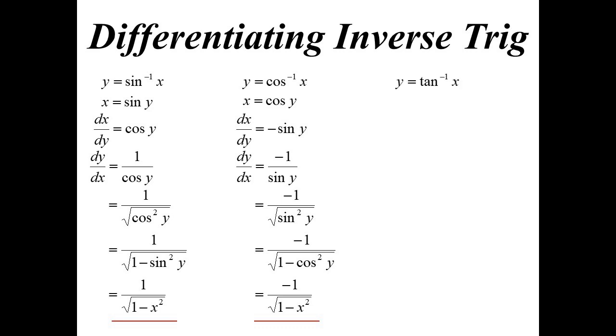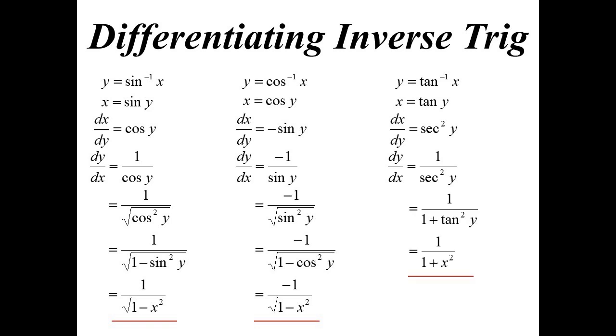Well, let's see what happens with tan. So x is tan y. Differentiate that, we get sec squared, turn it upside down. I don't need to do the square root on this one, it's already squared. Sec squared is 1 plus tan squared, and so we get 1 over 1 plus x squared. So there's the 3 basic derivatives for inverse trig.